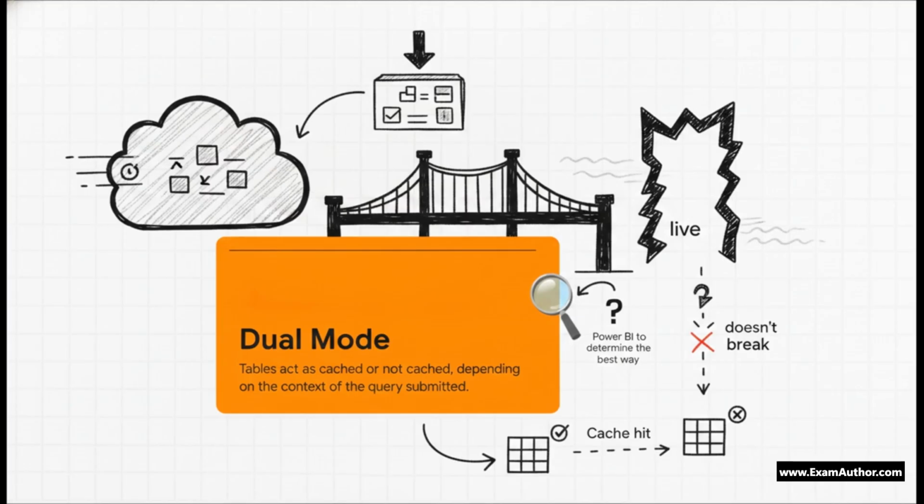And finally, we have dual mode. This is our Goldilocks solution. It's a hybrid approach that acts as either cached or live, entirely depending on the query context. Think of it as a bridge. It caches the data for super fast retrieval, just like import, but it lets Power BI decide the smartest way to query it. Can it use the cache? It uses it. Does it need to join to a live DirectQuery table? It acts as a pass-through so nothing breaks.